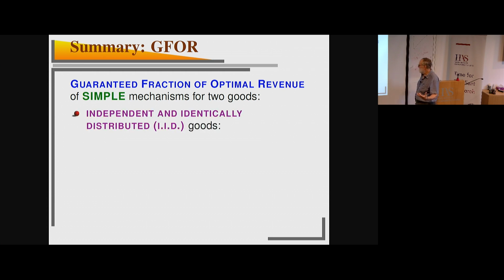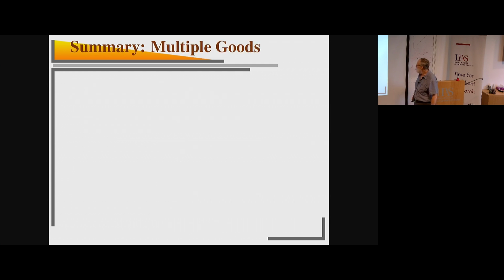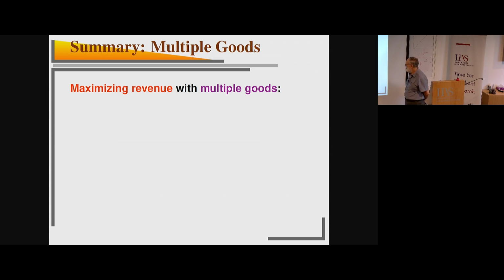Okay? So, this is a summary of what we know. Again, it's the same thing. For IID 73%, independent 62, correlated 0. Okay? That's really a dramatic jump. And I think I'm finishing much earlier than I thought. So the summary of what we saw. I thought it was going to take more time, but okay.